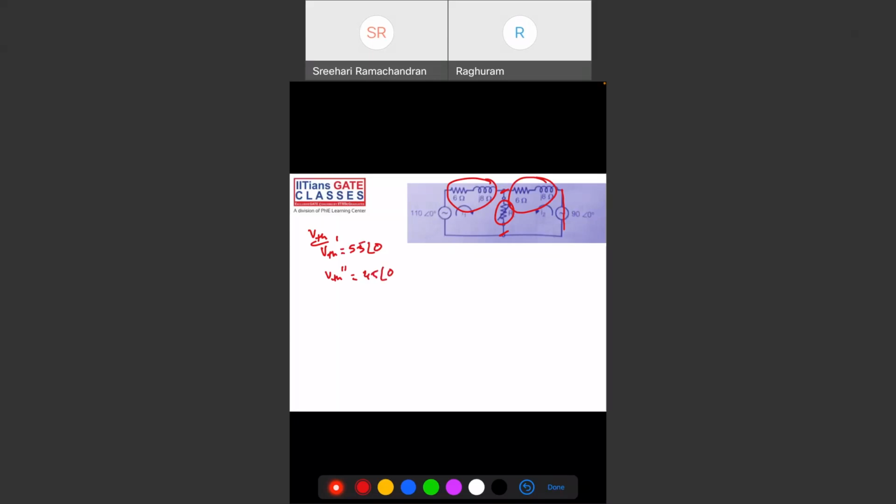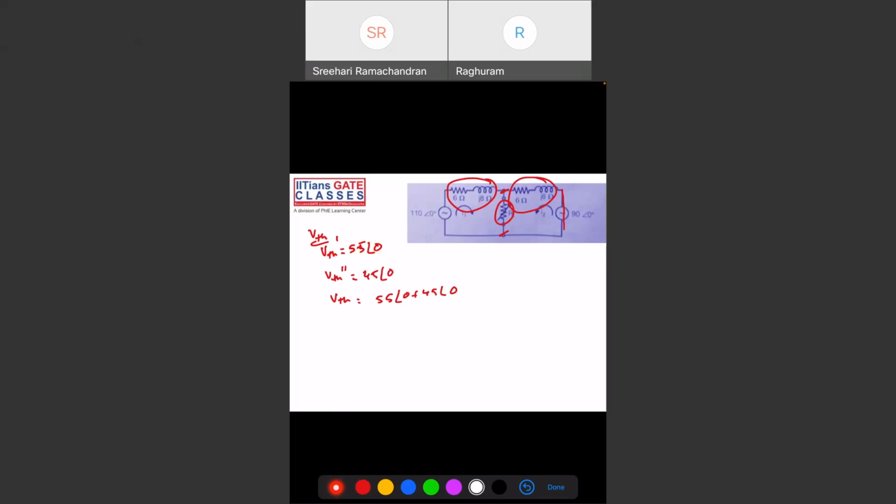The equal impedances share voltage equally. So total voltage is 55 plus 45, so it is 110 volts at an angle 0. It's 100. What happened? It's 100. Which one? This one? Yes, the final answer. The final one is something like this.